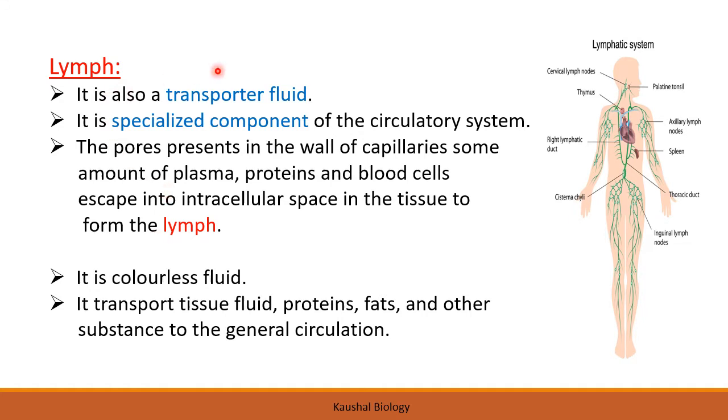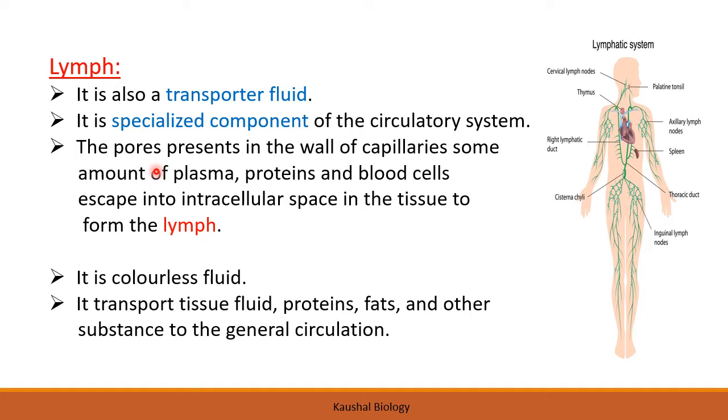So what is lymph? Now see, this is the picture of human lymphatic system. How we have the circulatory system, likewise, there is lymph capillaries which is present around the body. Like blood, it is also a fluid which transport. So lymph is a transporter fluid. Now it is a specialized component of the circulatory system. How the blood is important, in the same way this lymph is also very important and it is the part of circulatory system.